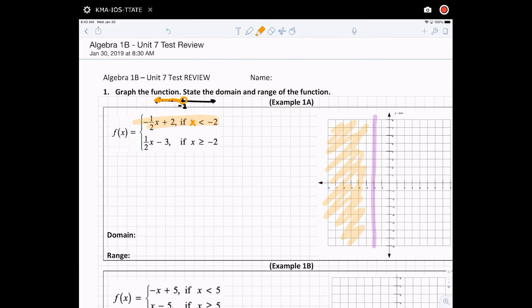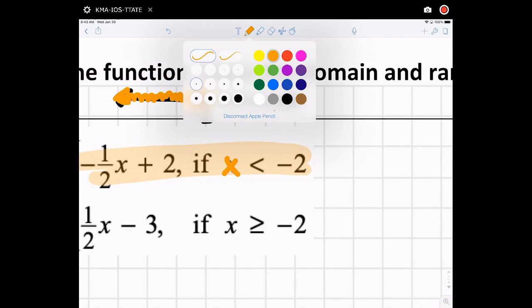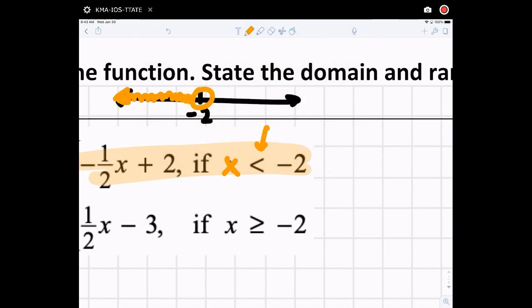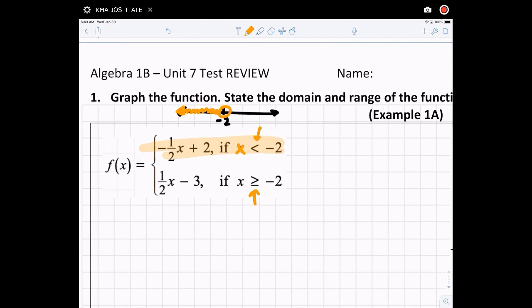Does whatever my graph does actually cross or touch this -2? Do you guys know? No, it doesn't, because it's a strictly less than. The one that actually hits through -2 is this one, and I can tell because it has the greater than or equal to. Okay? What color should we do the second equation in?